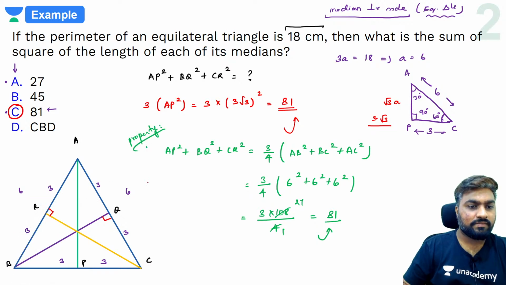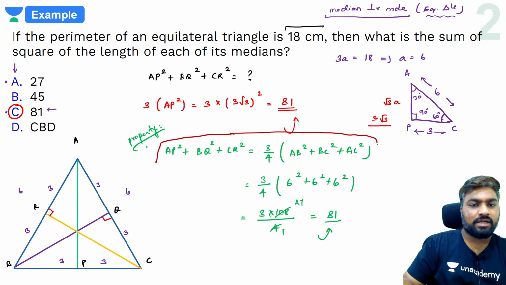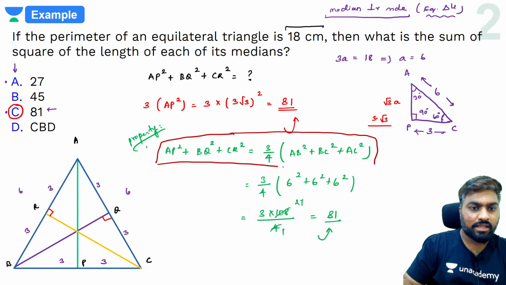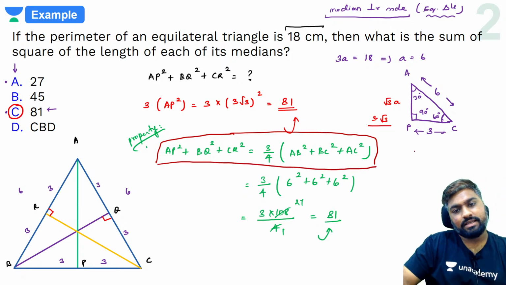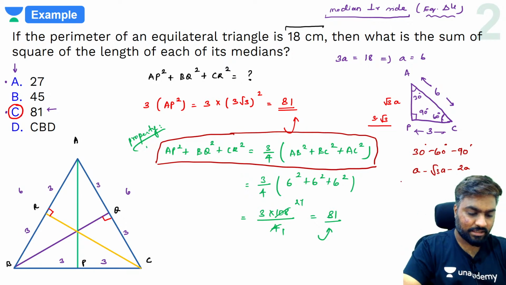Any doubts, guys, with this? You can use this property if you remember it. If you do not, then you do what we've done: Pythagoras theorem, special right triangles. The 30, 60, 90 right triangle: if opposite to 30 is A, opposite to 90 will be 2A, opposite to 60 will be root 3A. Done? Beautiful.